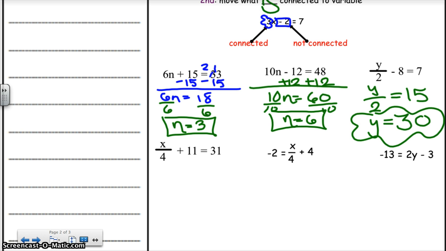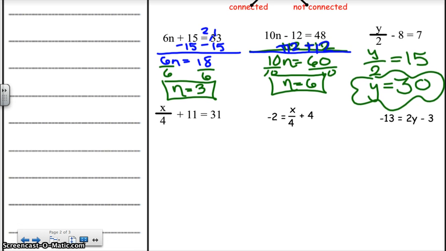I don't know why I like it better. This one I don't like so much because of the fraction bar, but it just looks so much better than adding 12 to both sides and then having that big line under it. It just looks more advanced in my eyes.